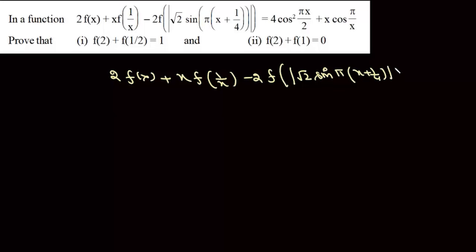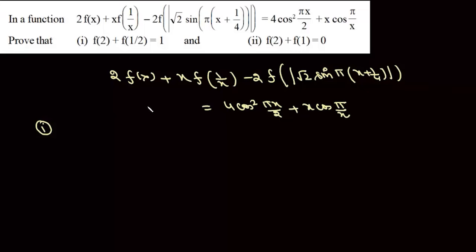Now here the question is, in a function, we are given that 2f(x) + x f(1/x) - 2f(|√2 sin(π(x + 1/4))|) is equal to 4cos²(πx/2) + x cos(π/x). Now first thing is, it says prove that f(2) + f(1/2) is 1.